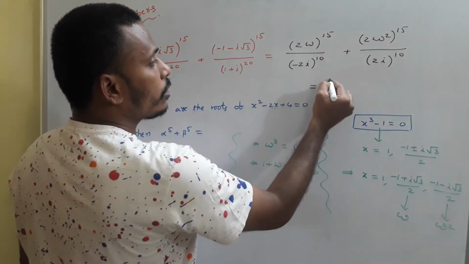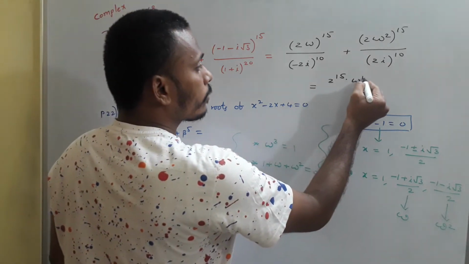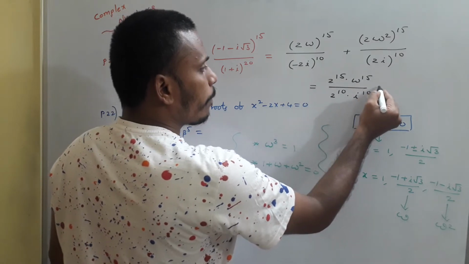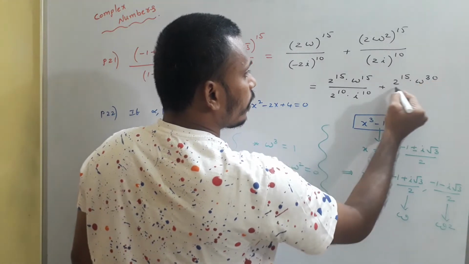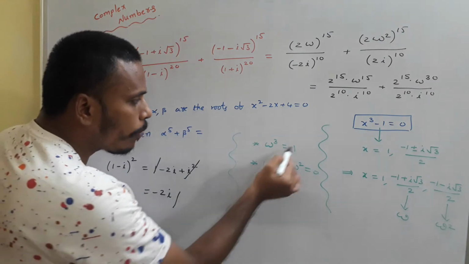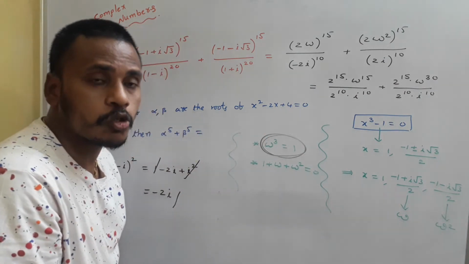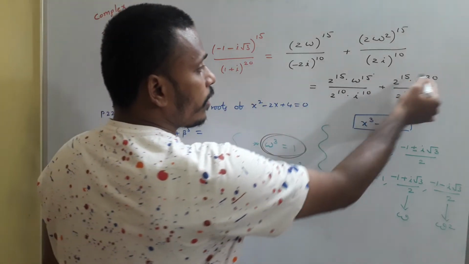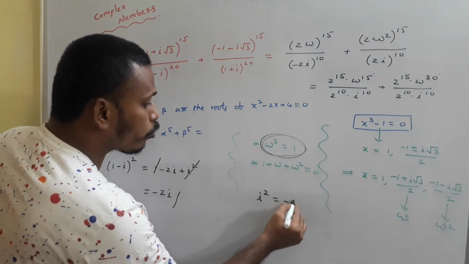So this is equals to 2 power 15 into omega power 15 divided by 2 power 10 into i power 10, plus this is again 2 power 15 into omega power 30 divided by 2 power 10 into i power 10. Since omega cube is equal to 1, omega power 15 is also 1, and omega power 30 is also 1. So replace omega power 15 as well as omega power 30 with 1. As well, we know that i square is equal to minus 1.